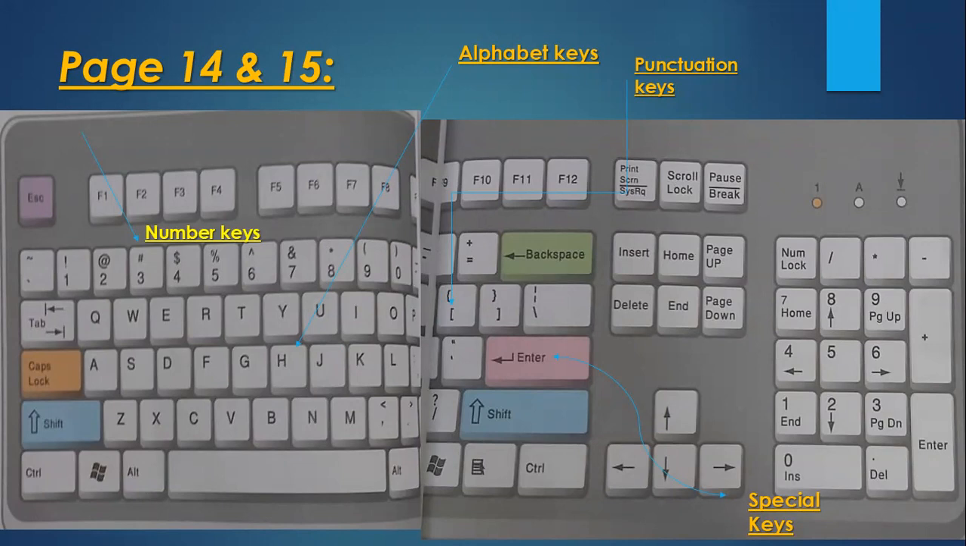After that, look at the last arrow, which shows us the special keys. And one more thing, you can easily differentiate special keys in this picture of the keyboard. How? Because in this picture, not all, but some of the special keys are in different colors. Look here, the backspace key is in green color, the enter key is in pink color, the caps lock key is in orange color, and the shift key is present two times in the keyboard, and both times it is in blue color.